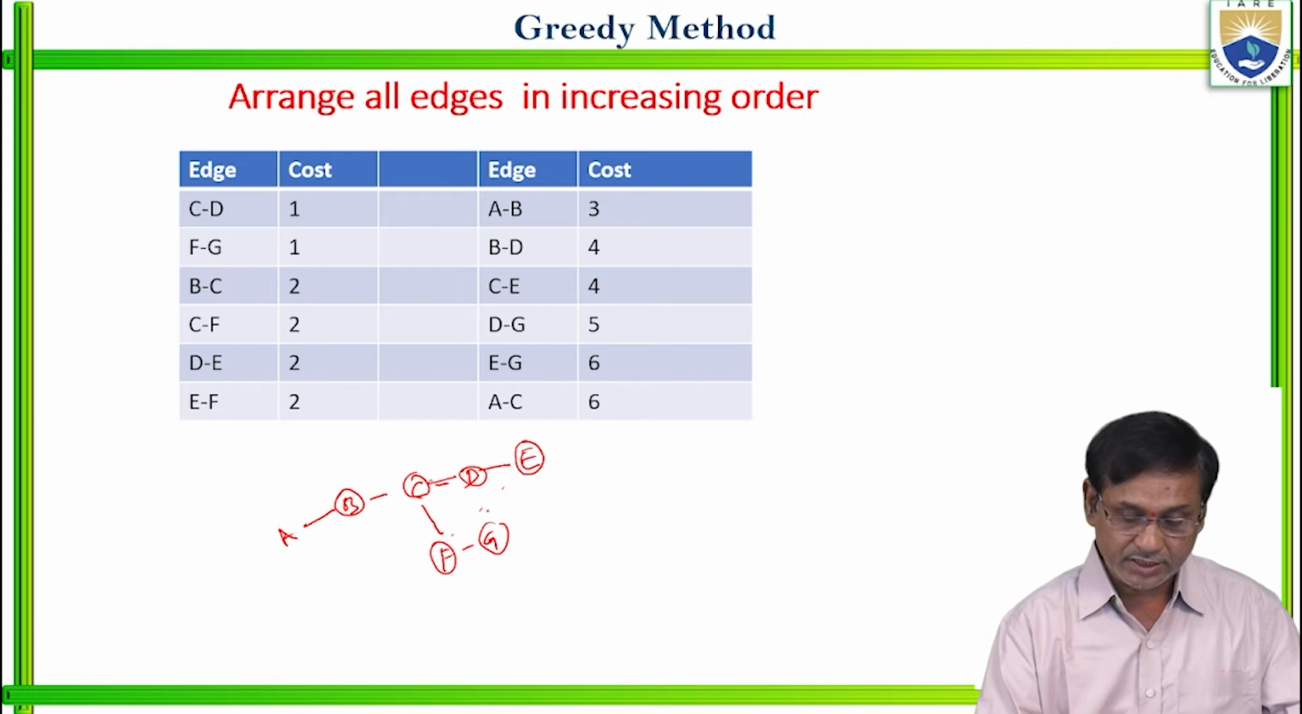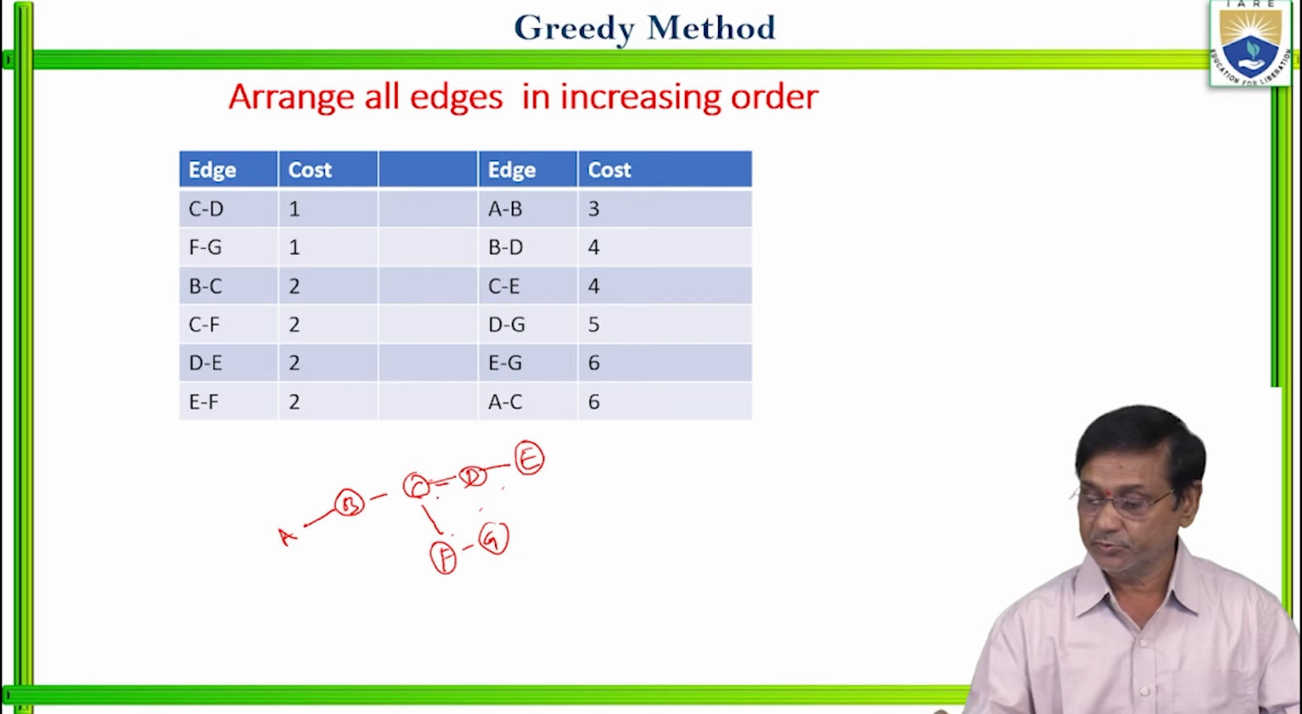Then DG. DG also we cannot consider. CE also we cannot consider. Then EZ. EZ also we cannot consider, because a loop is forming. AC also we cannot consider, the loop is forming.